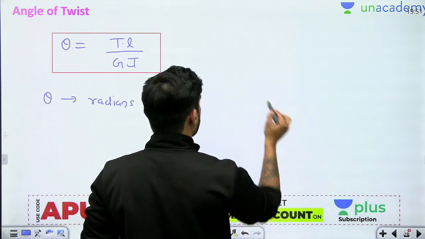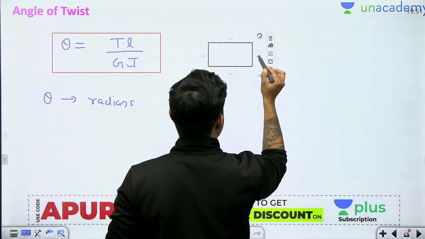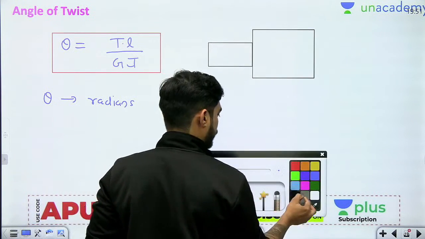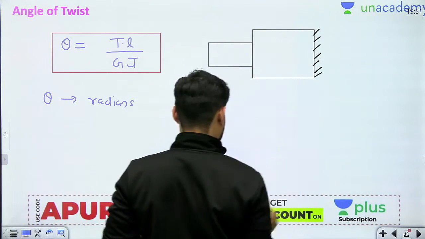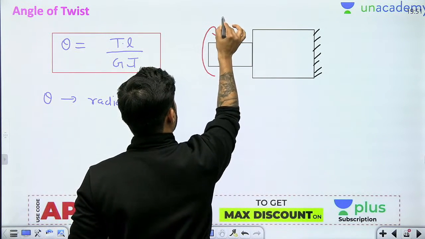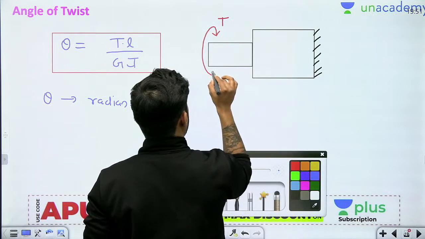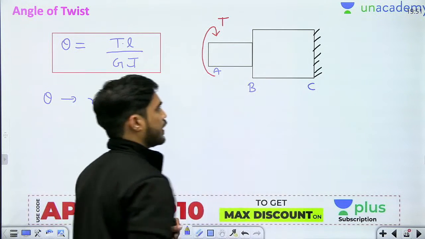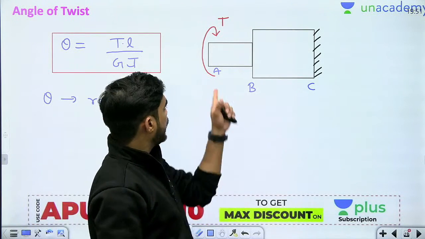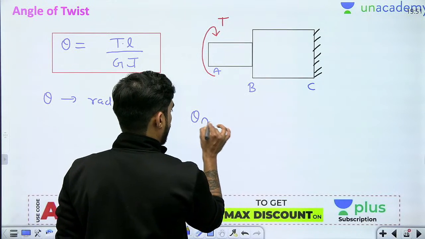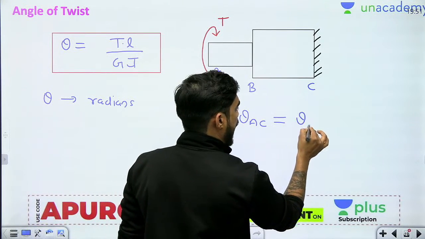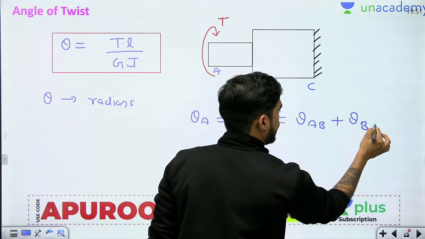Let's say we have a stepped shaft. Suppose we have a stepped shaft, and it is subjected to some torque T. Okay, let's say this is point A, this is point B, this is point C. So if I ask you to find angle of twist at A, then you will calculate angle of twist from A to C. And how do you calculate it? You will add theta AB and theta BC.